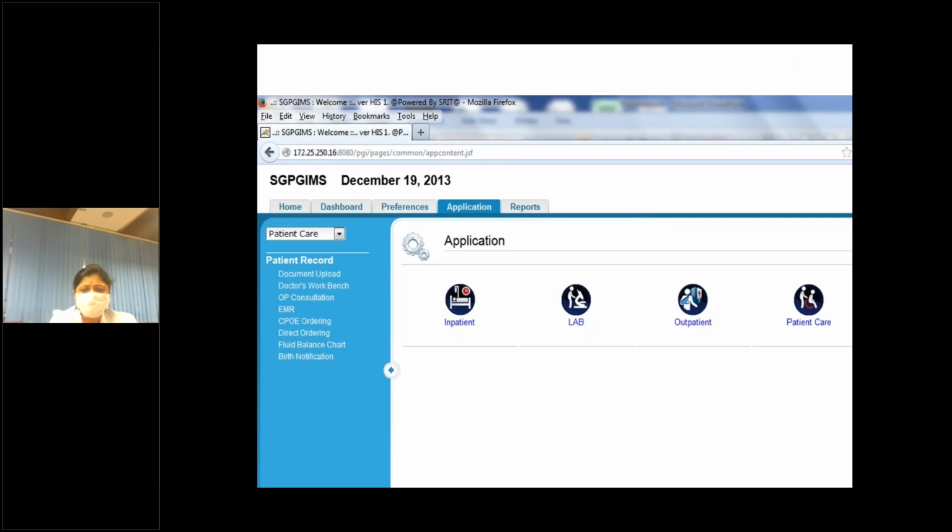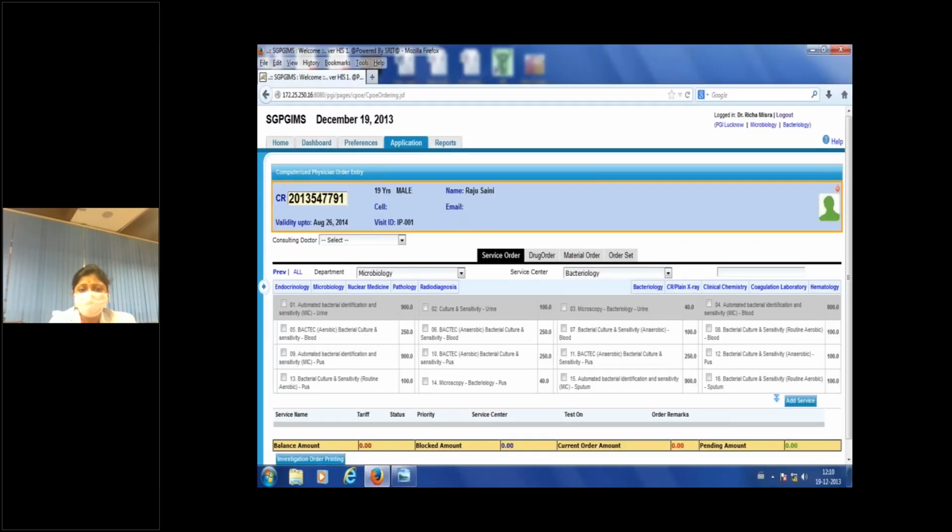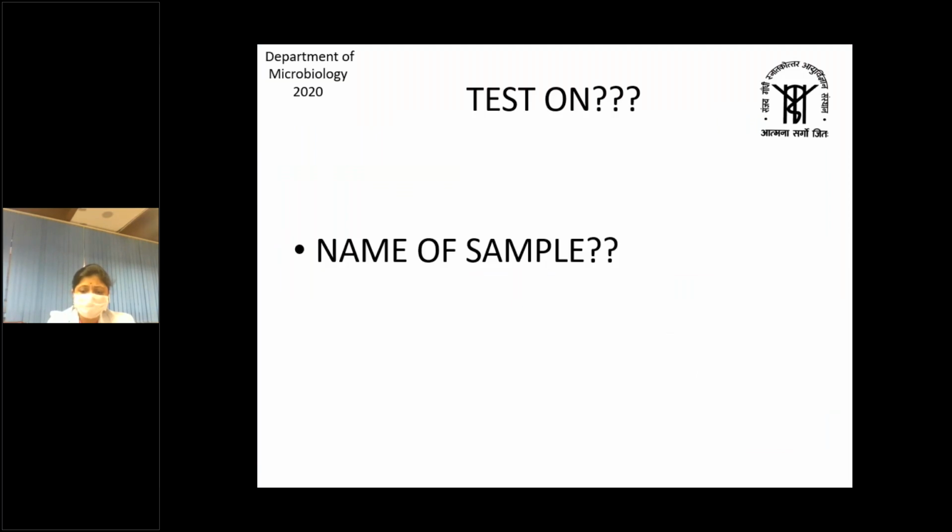As we are all, I think, familiar by now with the hospital information system, there is a window which says CPOE, and that is for computerized physician order entry, from where we can order various services and go to the various departments for investigation. From the drop down menu, we can select microbiology and then come to the various sections.